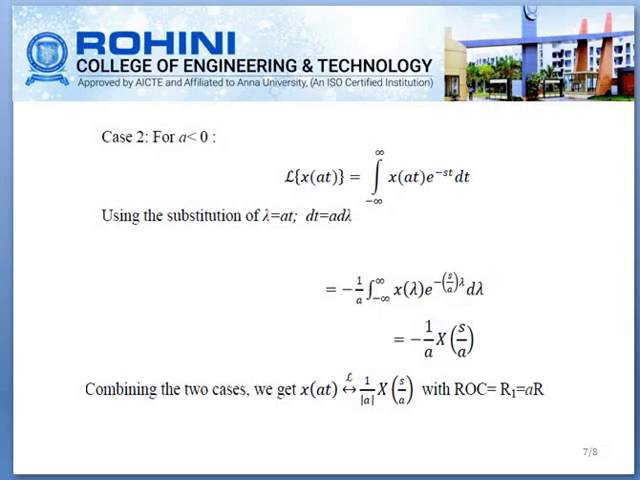Case 2: for a less than 0, Laplace transform of x of a t is integral minus infinity to infinity x of a t e power minus st into dt. Using the substitution, lambda is equal to a t, dt equal to d lambda by a. Substitute this in the Laplace transform of x of t, that is minus 1 by a integral minus infinity to infinity x of lambda e power minus s lambda by a into d lambda, that is equal to 1 by a X of s by a. So combining these two cases, x of a t Laplace transform gives 1 by a X of s by a with ROC R1 equal to a into R.